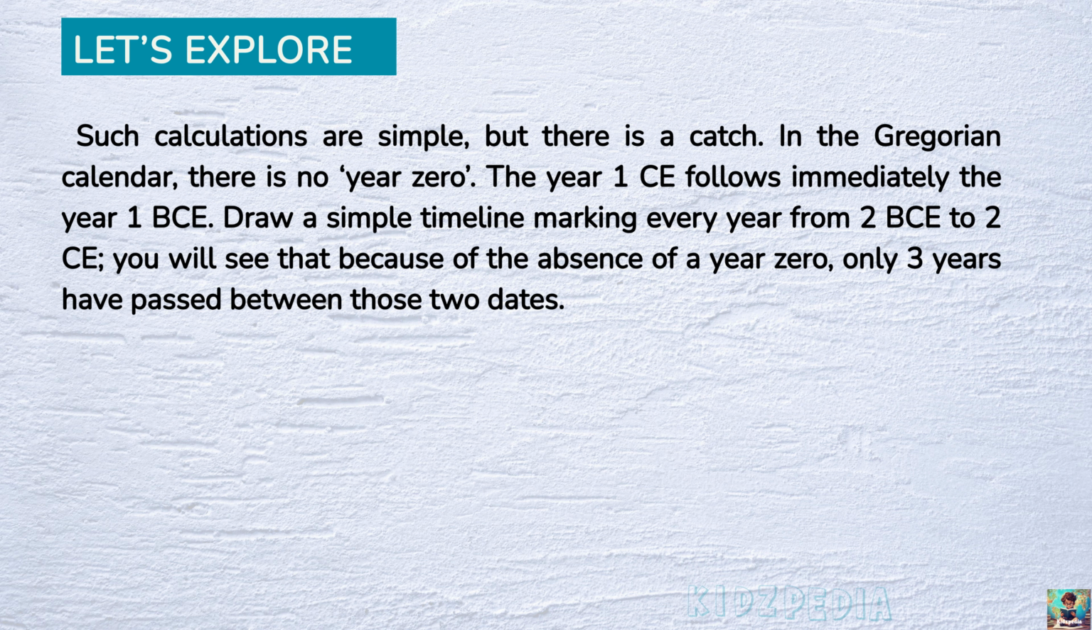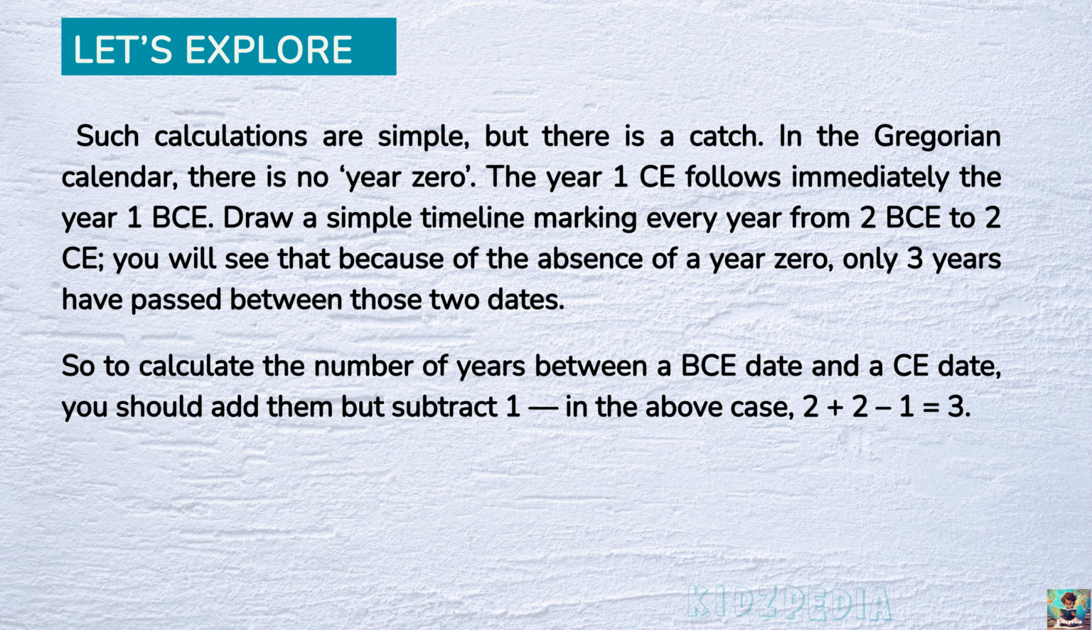Such calculations are simple, but there is a catch. In the Gregorian calendar, there is no year 0. The year 1 CE follows immediately after the year 1 BCE. Draw a simple timeline marking every year from 2 BCE to 2 CE. You will see that because of the absence of a year 0, only 3 years have passed between those two dates. So, to calculate the number of years between a BCE date and a CE date, you should add them but subtract 1. In the above case, 2 plus 2 minus 1 equals 3.